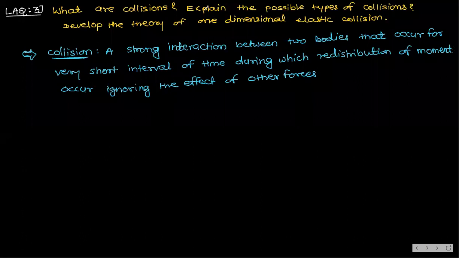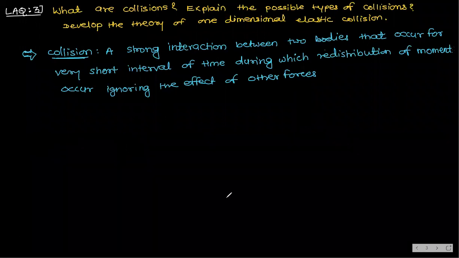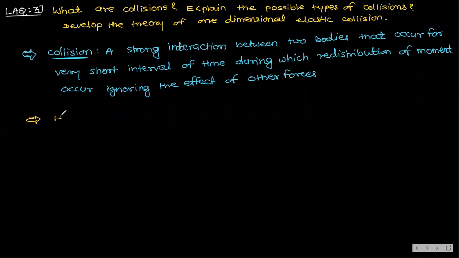Now, what is the second part of the question? Explain the possible types of collisions. So let's explain that part. The first one is head-on collisions. What are the types? First one is what? Head-on collisions.